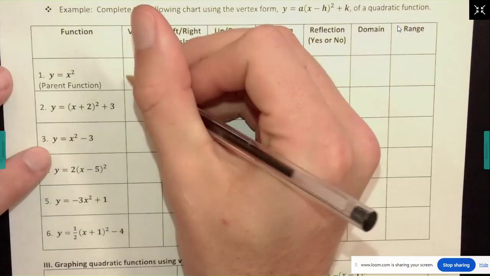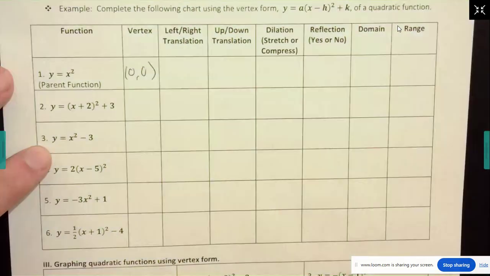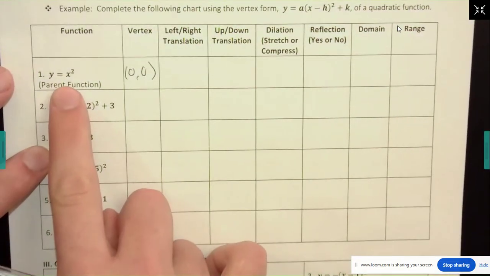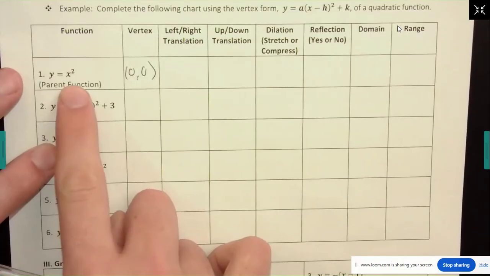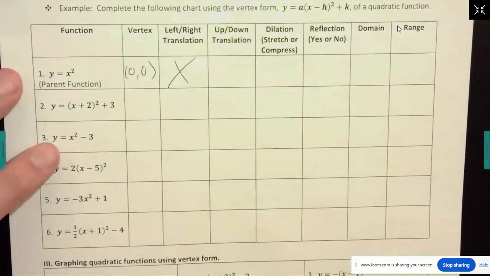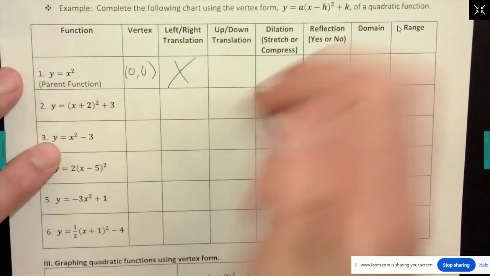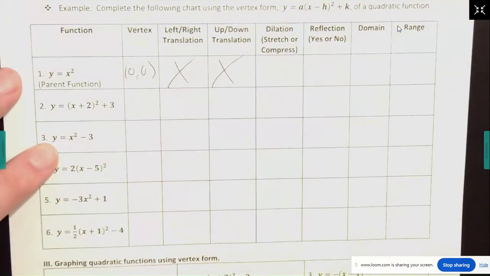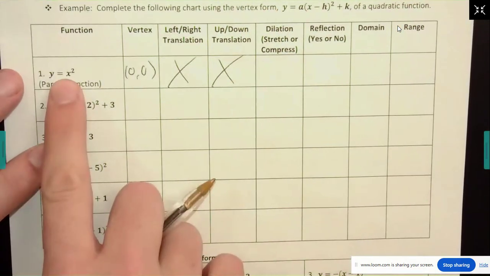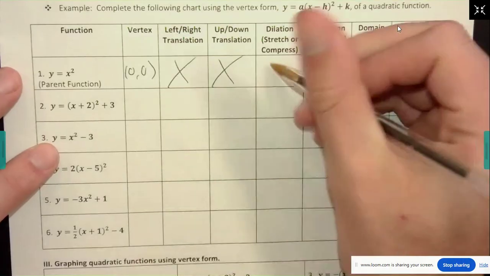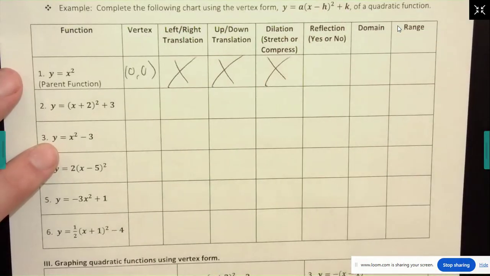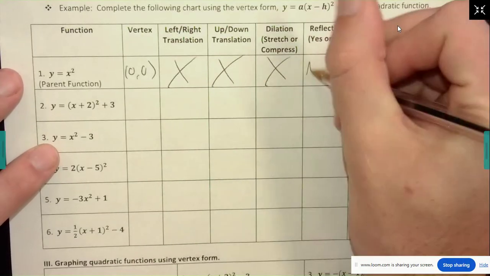So I have (0, 0) as my vertex. I have no addition or subtraction on the inside of any parentheses, so there's no left or right. I don't have addition or subtraction outside any parentheses, so there's no up or down. I don't have an a value here, stretching or compressing, so there's none of that. And I don't have a negative, so there's no flipping.